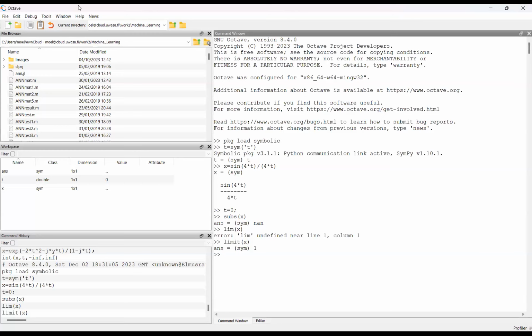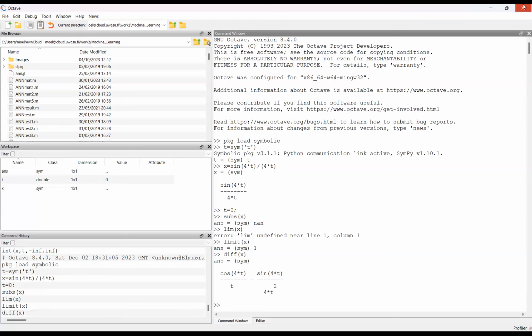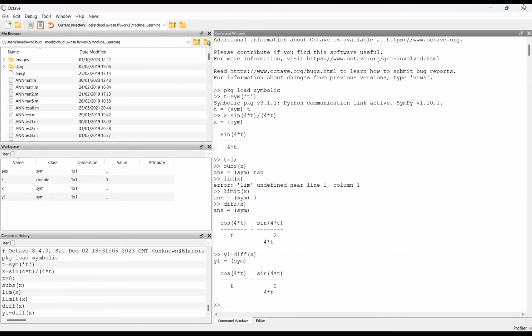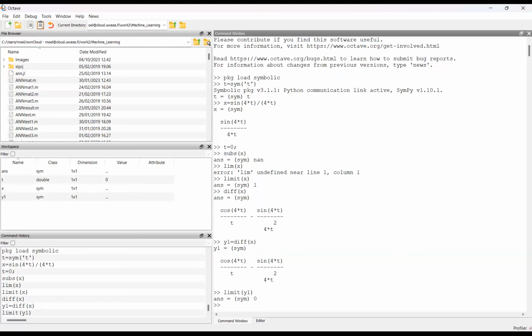Okay, now we need to differentiate this equation. If you write diff of x, this is the first differentiation of x. It gives you cosine 4t divided by t minus sine 4t divided by 4t squared. Let me call this y1, the differentiation of x. Now I can compute the limit of this y1 at t equal to 0, and this gives you 0. Yes, the mean of the uniform distribution from -4 to 4 is 0.